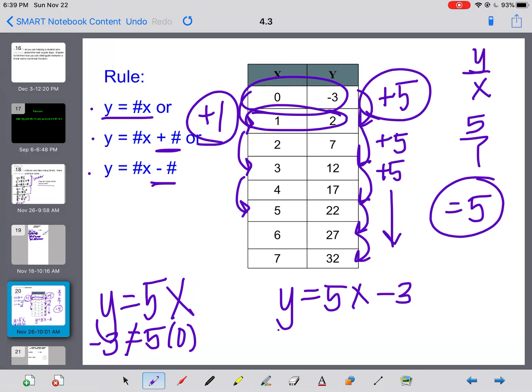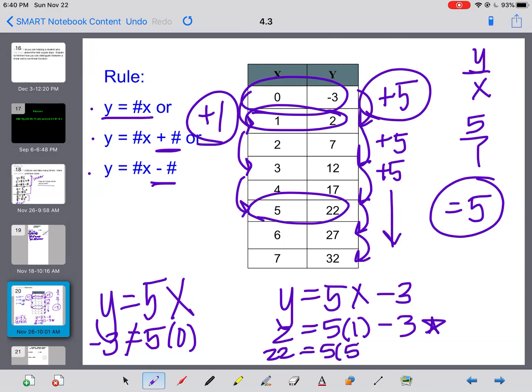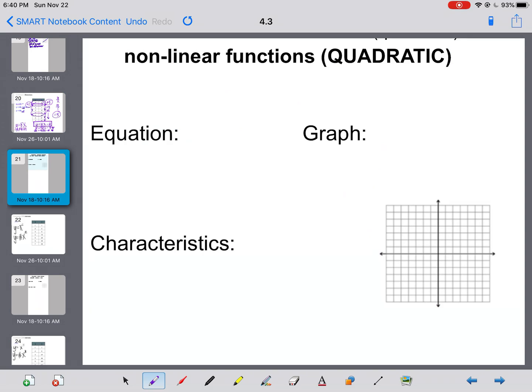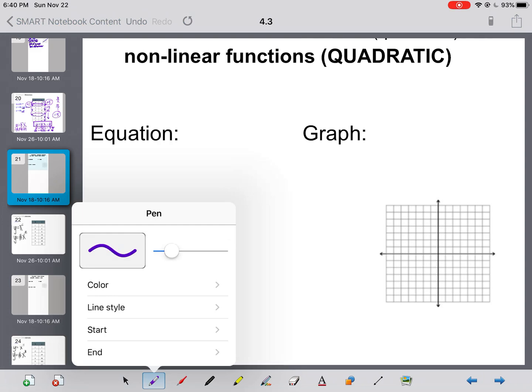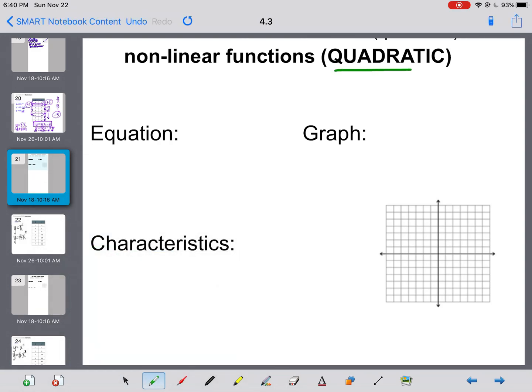Well, if I subtracted 3, since 5 times 0 is 0, and I need to get to -3, I could subtract 3. Now I'm going to pick a different set and see if it works for that, because we already know it works for the first one. So 2 equals 5 times 1 minus 3. If I do 5 times 1, I get 5. Subtract 3, that gives me 2. That works. I would check another one just to make sure. So 22 equals 5 times 5 minus 3, and that one also works. So this is going to be your linear equation for this particular table.